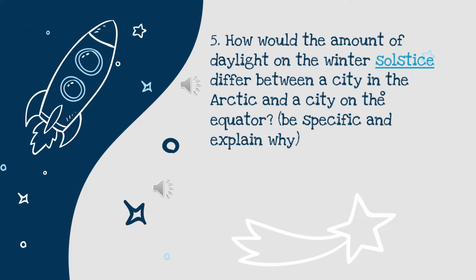Number 5, how would the amount of daylight in the winter solstice differ between a city in the Arctic and a city at the equator? On the winter solstice, a city in the Arctic would have no hours of daylight, while a city on the equator would have about 12 hours of daylight. This is because the Arctic is tilted away from the sun, so the North Pole is in complete darkness, while the equator receives about the same hours of daylight all year. It gets more direct sunlight, while the poles get less direct sunlight.